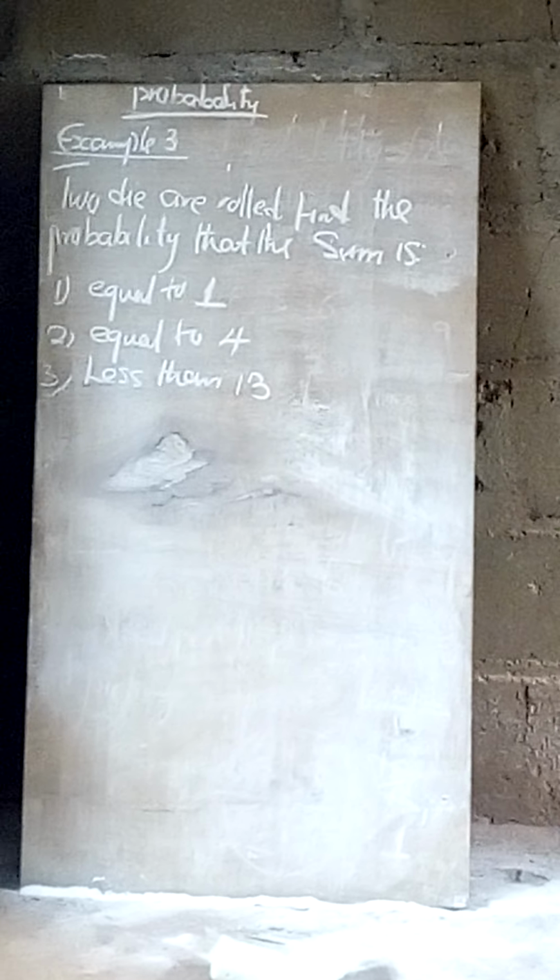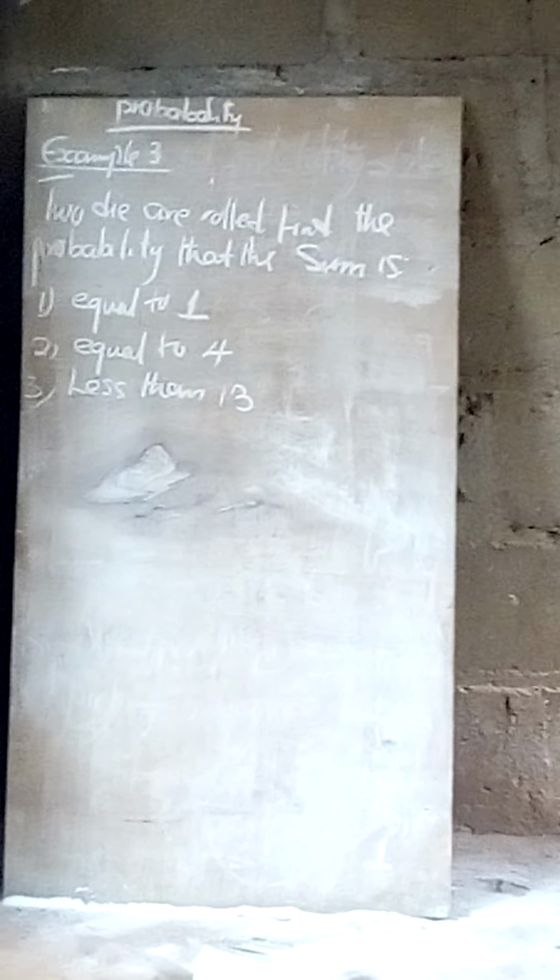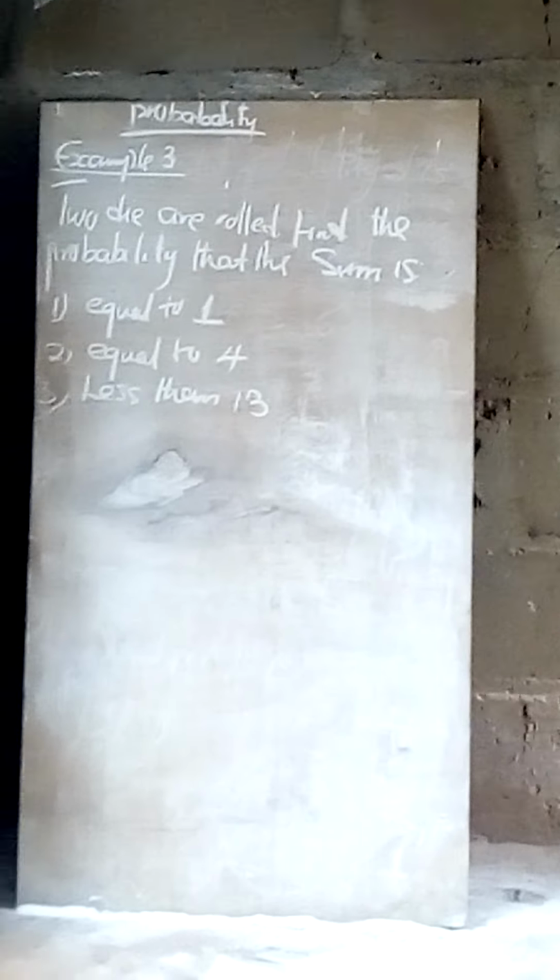2 dice are rolled. Find the probability that the sum is 1, equal to what? 2, equal to what? 3, less than 13. Now, if you have been asked, what should be the answer to this question in your own understanding? But in this case, please, it's 2 fair dice, not 1 die, okay? Can we do it together now?